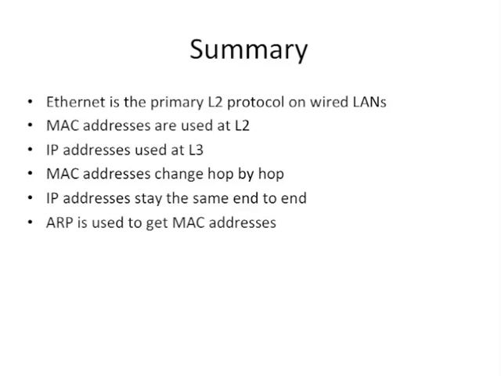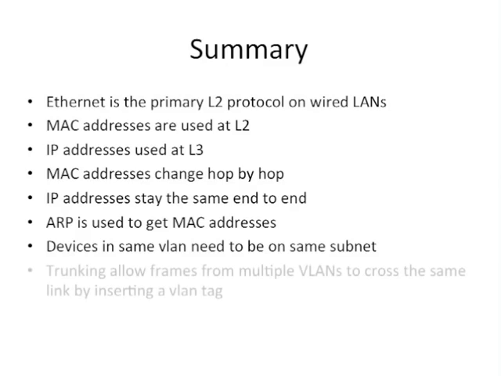ARP is used to get MAC addresses, so when we start out trying to connect to something, we don't actually enter the MAC address. We usually give it an IP address or a name that gets translated to an IP address, but at some point our machine actually has to send that frame using a MAC address. Devices in the same VLAN need to be on the same subnet. Everything that was x.x.x.1 or x.x.x.2 needs to be in the same VLAN and on the same subnet.